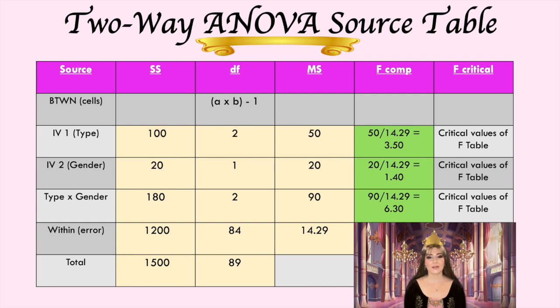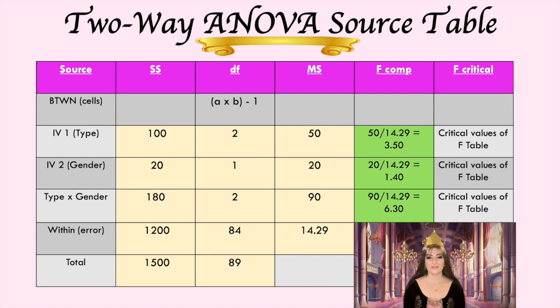So if I look at mean squared of IV1, I can see that that is 50. I'm going to divide that by mean squared error, which is 14.29. And that is going to give me an F computed value of 3.50. If I do the same thing for independent variable 2, which is pet gender, I'm going to divide mean squared 20 by mean squared within 14.29. That is going to leave me with an F computed value of 1.40. Lastly, the last effect I have is the interaction effect. I'm going to divide mean squared interaction, which is 90, by mean squared within, which is 14.29. I'm going to be left with an F computed value of 6.30.